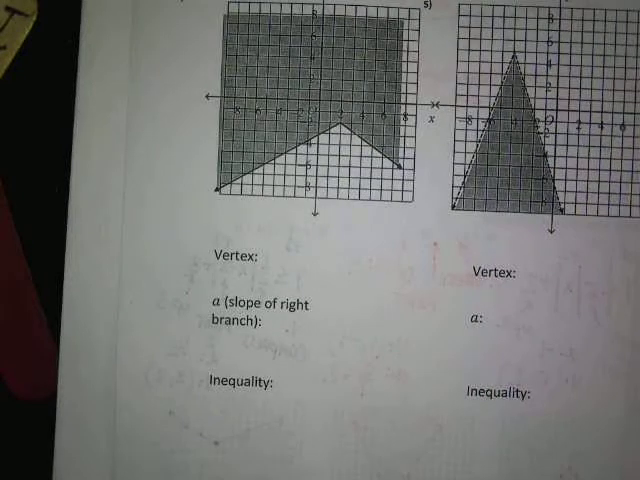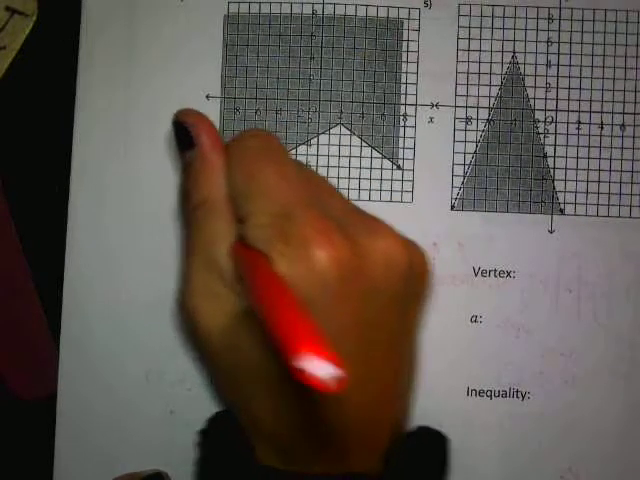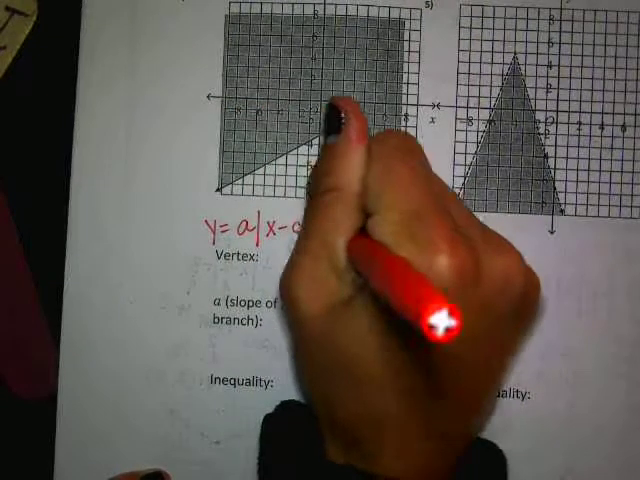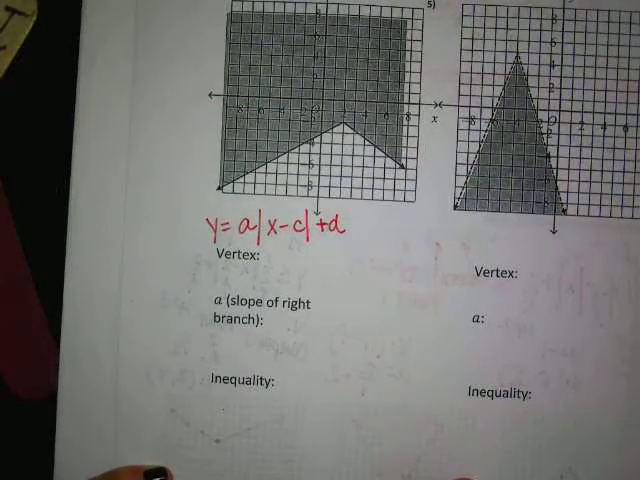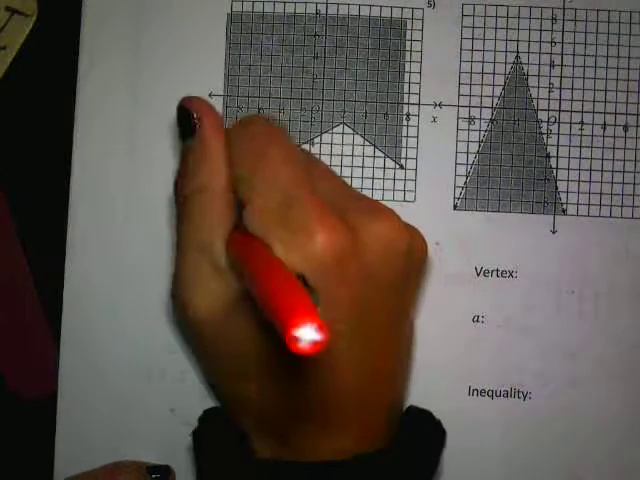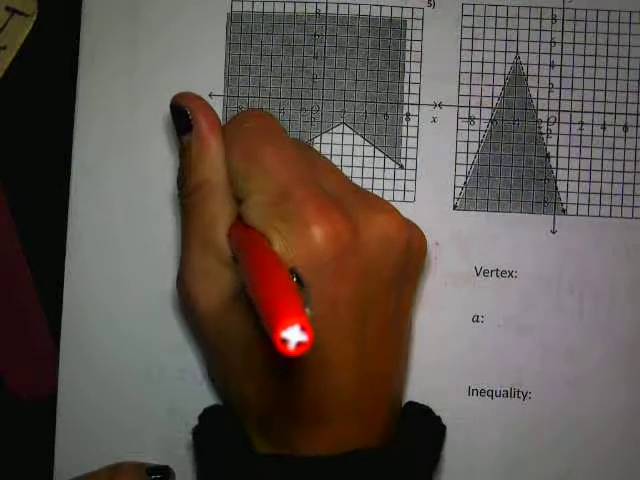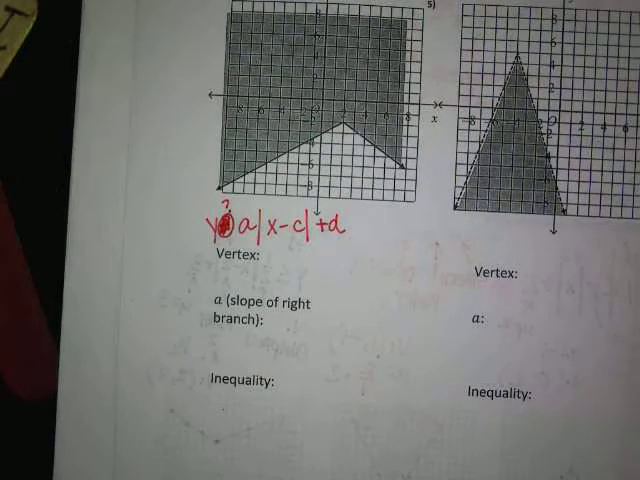All right, on the back, I give you a graph. I want the function. So we are going to find the vertex, the slope, and what kind of inequality we have. So we can put my function in this form. Except we don't know what this is. This is going to be some kind of inequality, so we'll just put a question mark here for that.